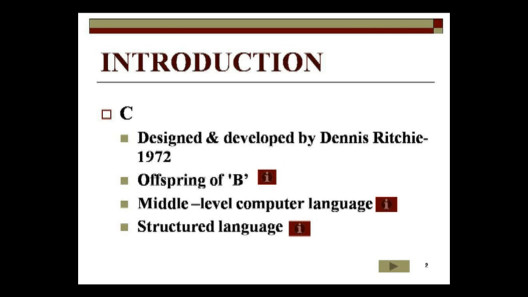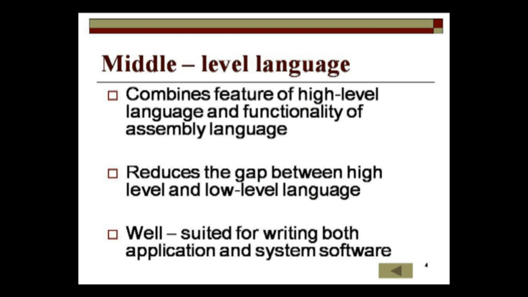Now C is called a middle level computer language. Now what does this middle level computer language signify? A middle level language means something in between the high and the low level languages. So this C combines the features of high level language and the functionality of assembly language. A high level language is something that we users can understand, and a low level language or an assembly language is one that the machines can understand. So we needed a language that could bridge the gap between us and the system. So that was perfectly done by the software language C.